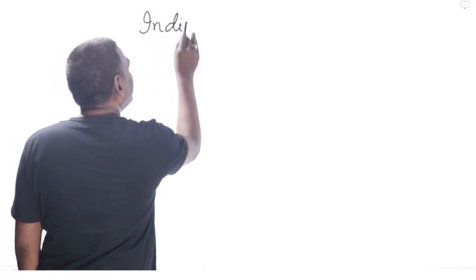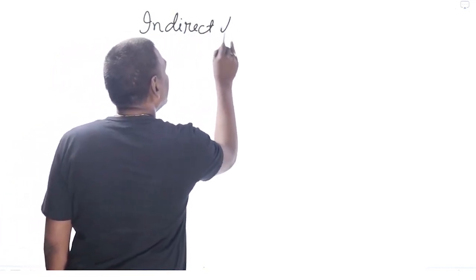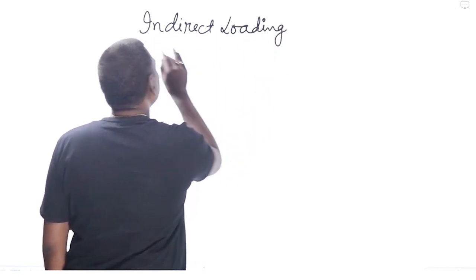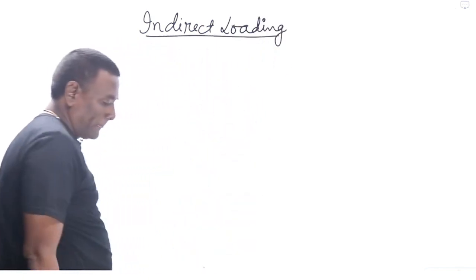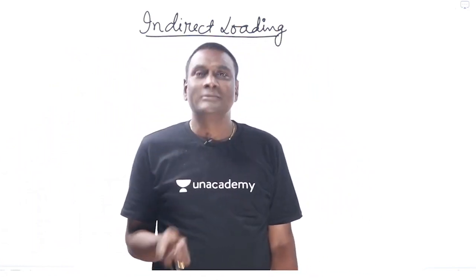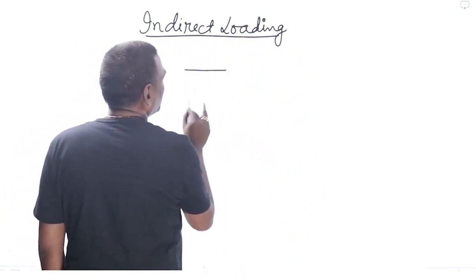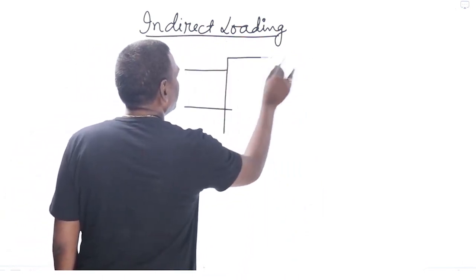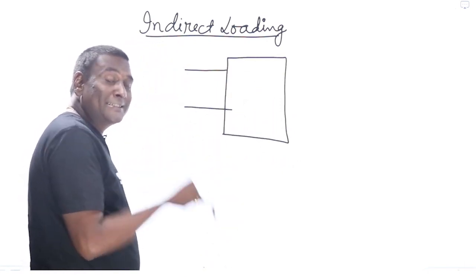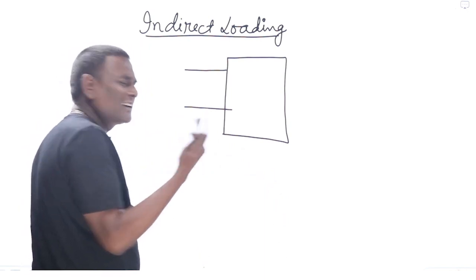That is nothing but network theory. In network theory, if you want to analyze any electrical system for kind of indirect loading analysis, that is called network theory. Now, in indirect loading, what we are going to do is take a physically existing electrical system, kind of motor or generator, whatever it may be.